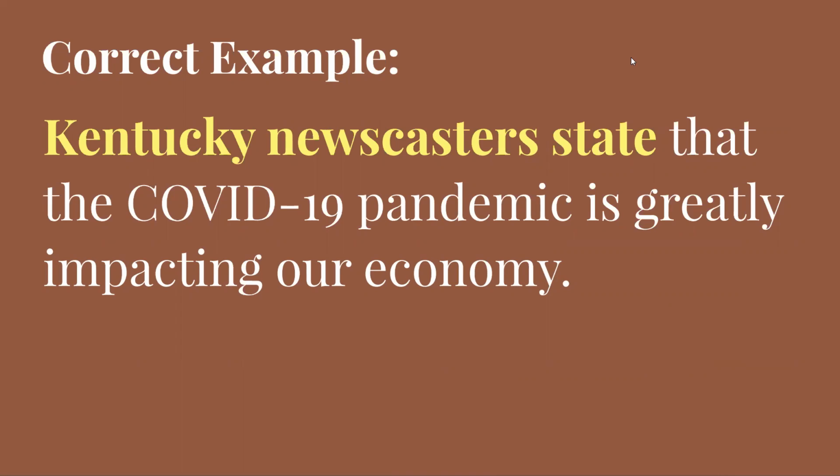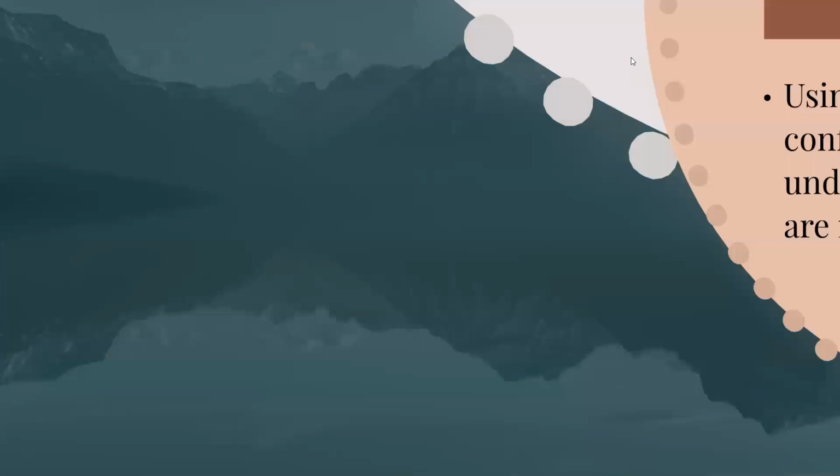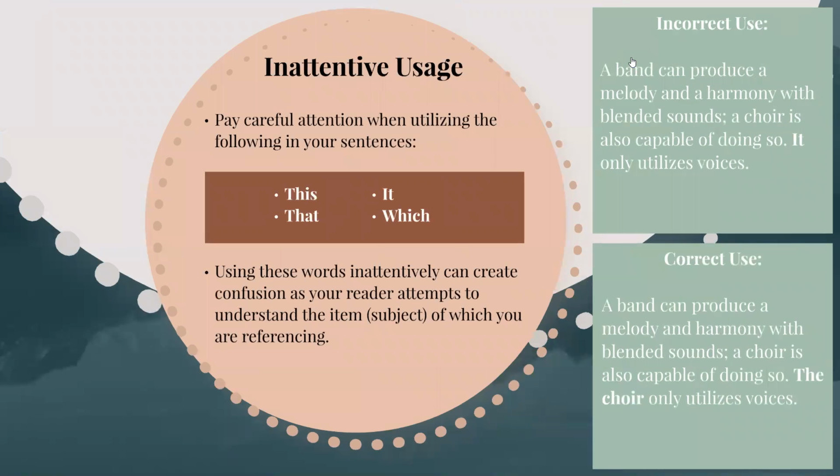But we want to make sure that we're providing our audience with clarity from the get-go. So always remember that when you're producing and creating your sentences. We also need to be careful of inattentive usage of the words this, that, it, and which, because when we use these to refer back to a subject or antecedent, it can get confusing if we don't have that clearly defined subject for our audience.